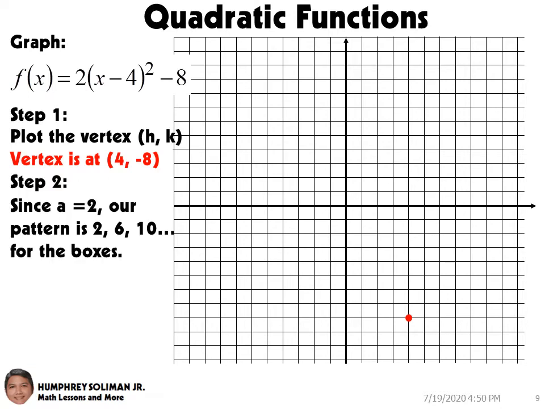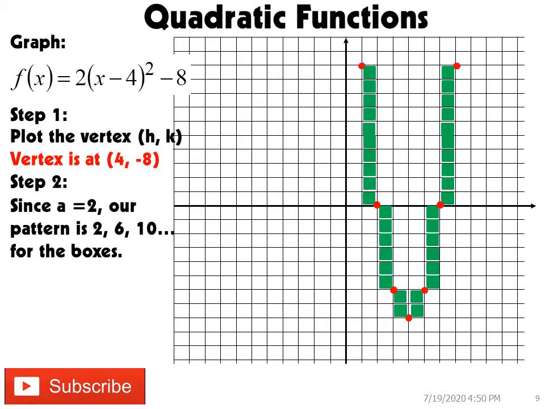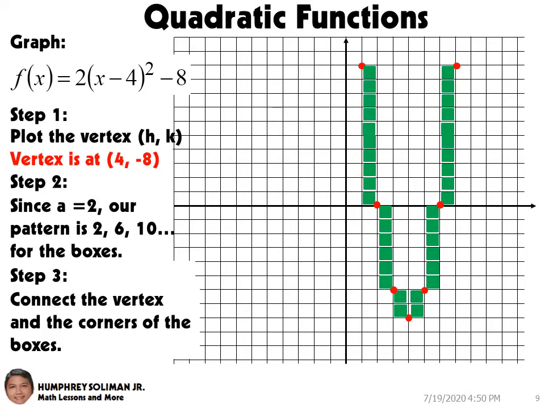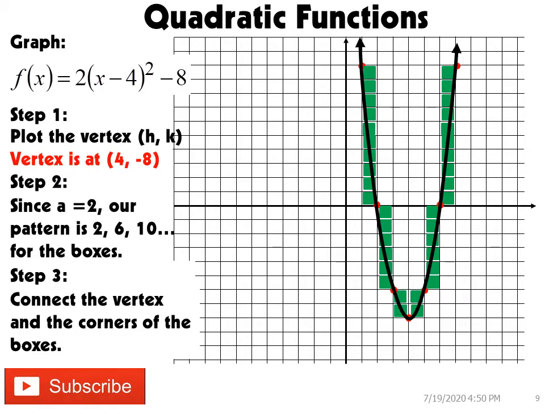Step number 2, our a is equal to 2. Our pattern will be 2, 6, and 10. This will be the number of boxes that we will be drawing. Each box corresponds to one unit. Step number 3, we connect the vertex and the corners of those boxes. Do not forget to put the arrowheads on your quadratic function. Also, you will observe that this function has a vertical stretching. This means if your value of a is greater than 1, you will have a vertical stretch on your quadratic function.